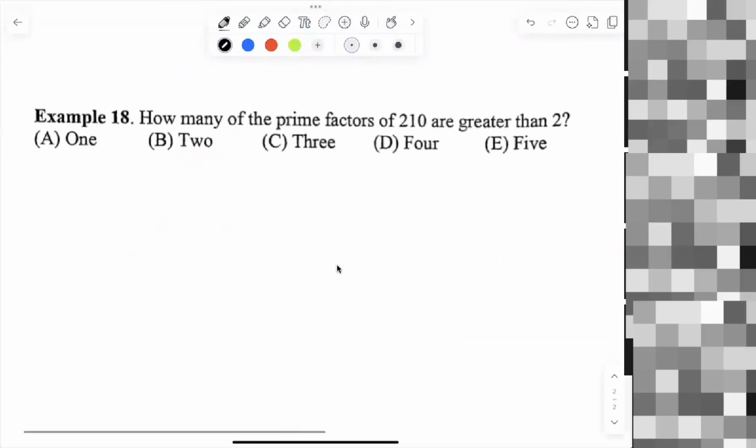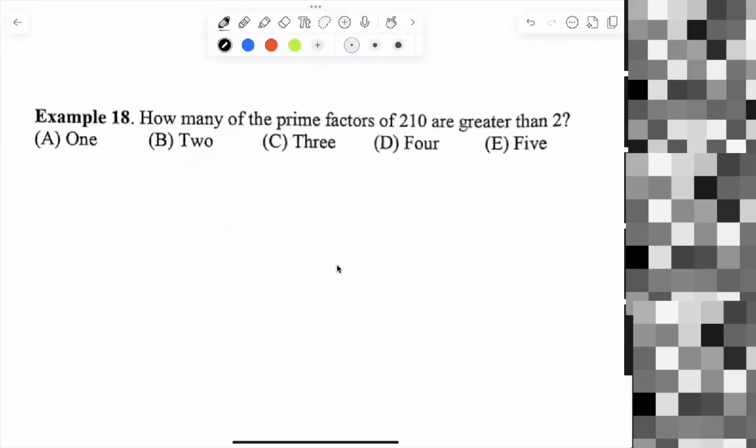Now let's move on to example 18. I'll let you guys have a try on this question and tell me your answer in chat.